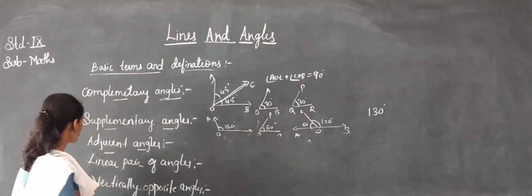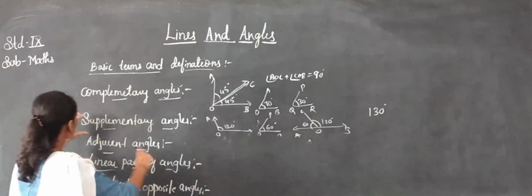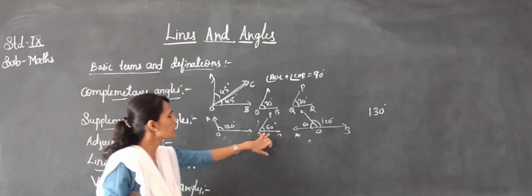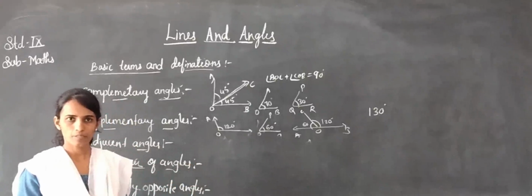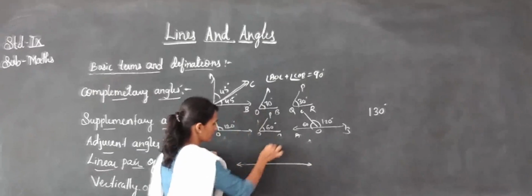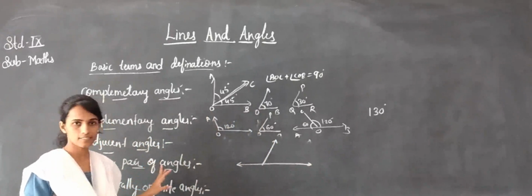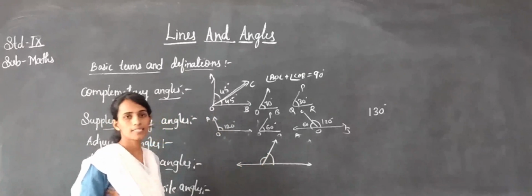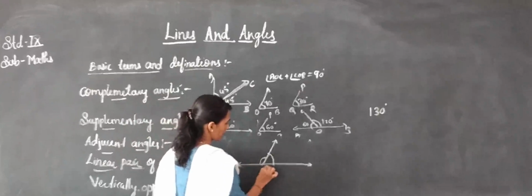Next will be linear pair of angles. A linear pair of angles is a combination of supplementary and adjacent angles. In supplementary angles, if the sum of two different angles is 180 degrees, we can say they are supplementary angles. But a linear pair is also supplementary angles, and they have to be adjacent. The adjacent angles whose sum is 180 degrees, that we call a linear pair of angles here.